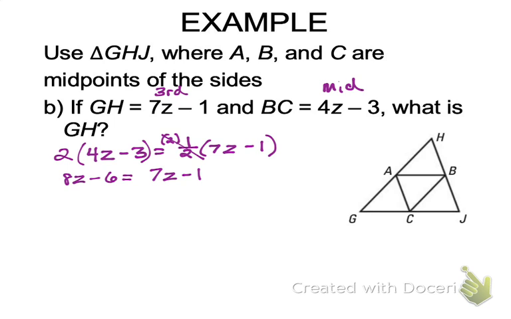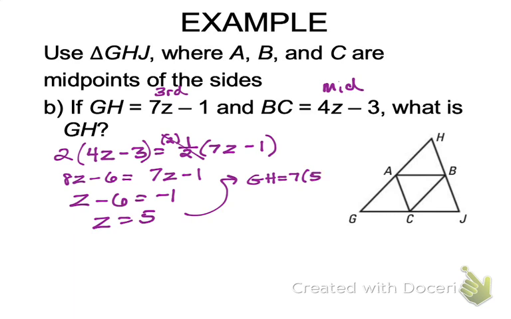Subtracting z's gets us z minus 6 is equal to negative 1. Adding 6 gets us z is equal to 5. We're finding GH. So GH is equal to 7 times 5, which is 35 minus 1, which is 34. So GH is equal to 34.